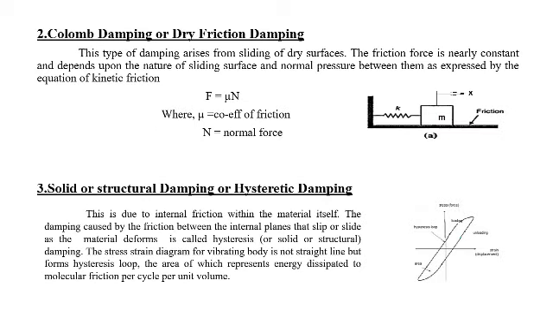Now, the second type of damping is Coulomb's damping or dry friction damping.